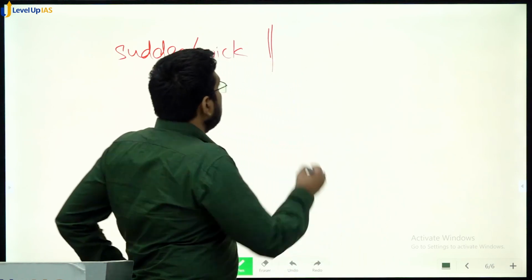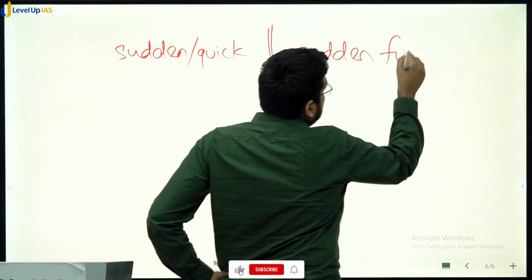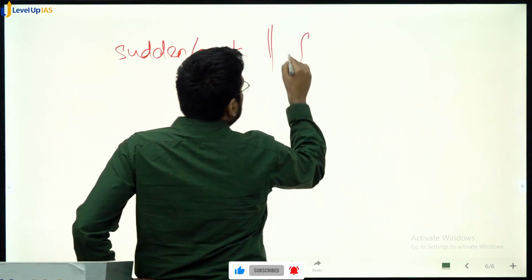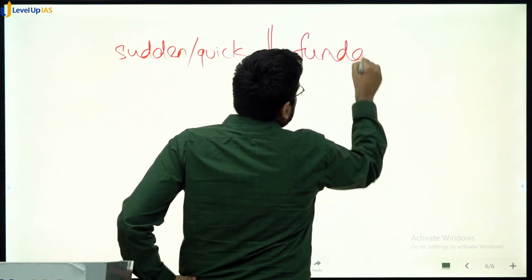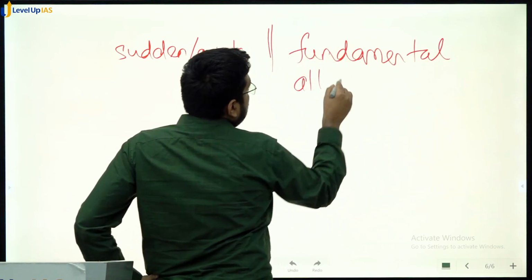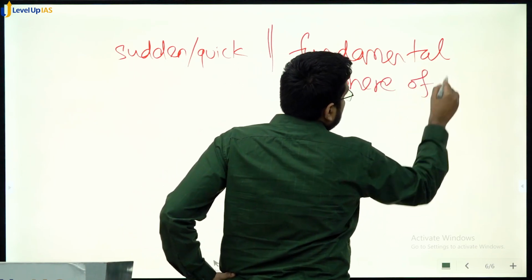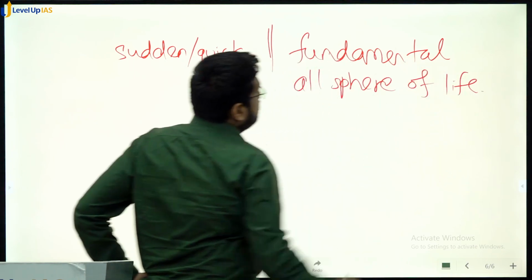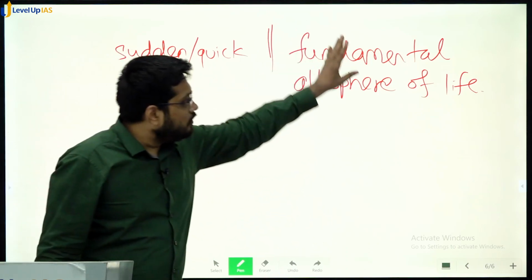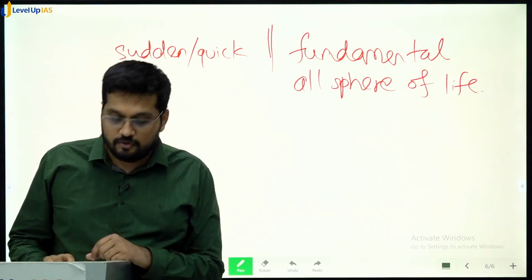So not only is it a fundamental transformation, sudden is already taken care of. It is also in all spheres of life: political, social, economic, technological, religious, everything. So if you show it is sudden and quick, and fundamental in all spheres of life, then you can support the argument that it is a Neolithic revolution.